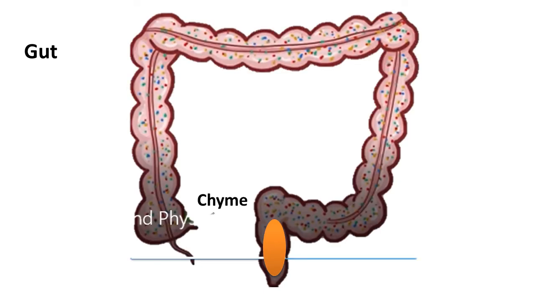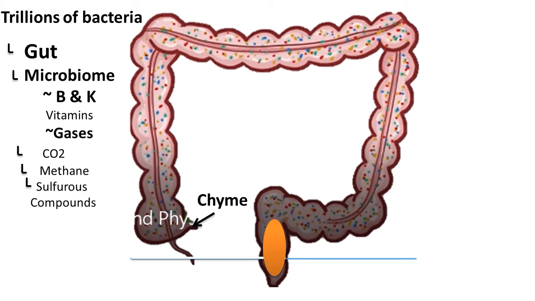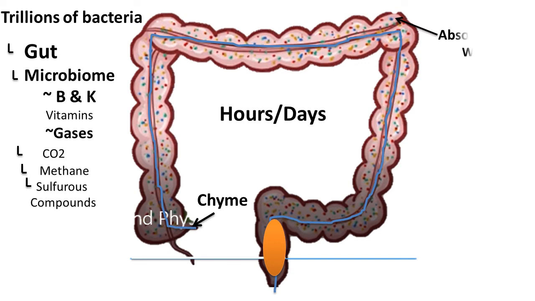Now, when the chyme reaches the large intestine or colon, it meets trillions of bacteria. Collectively, they are known as the microbiome. The microbiome is still under study, but we know that it helps in making vitamin B and vitamin K. It also produces some gases such as CO2, methane, and sulfurous compounds. These gases are then released at awkward moments. The chyme stays here for hours or days.